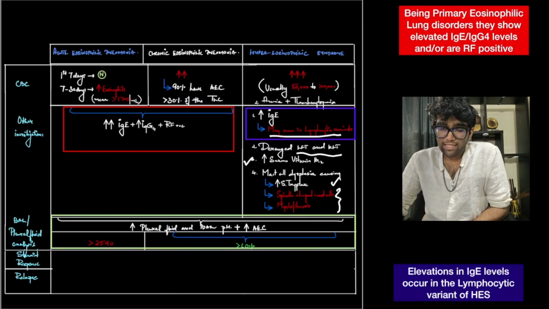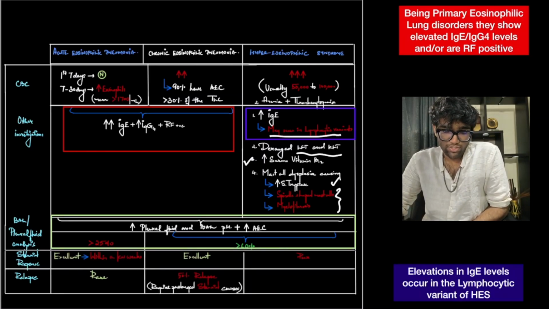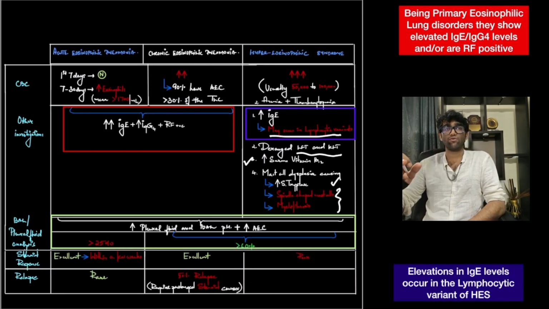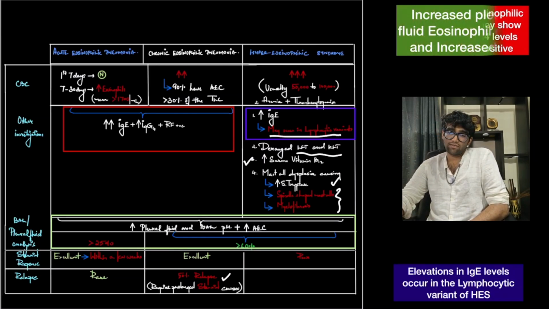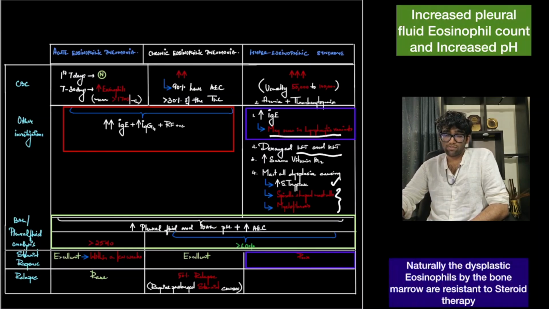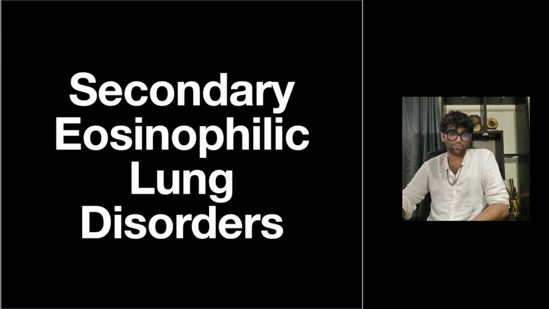Now, the last thing that we use to differentiate these disorders is their steroid response. Both acute and chronic eosinophilic pneumonia have excellent steroid response. Chronic tends to relapse, so there is a 50% relapse rate with chronic eosinophilic pneumonia. Hypereosinophilic syndrome is different in that the eosinophils are dysplastic, so they are not as sensitive to steroid-induced apoptosis, so therefore it usually does not fall down.